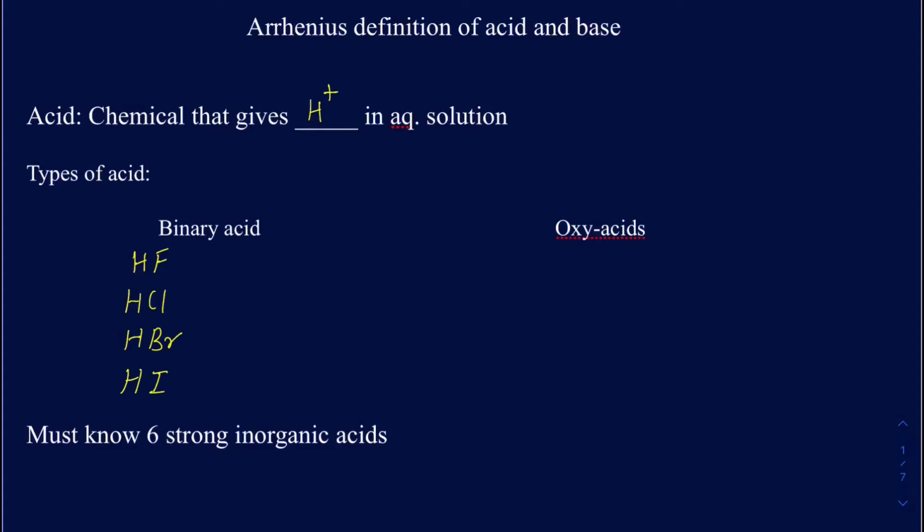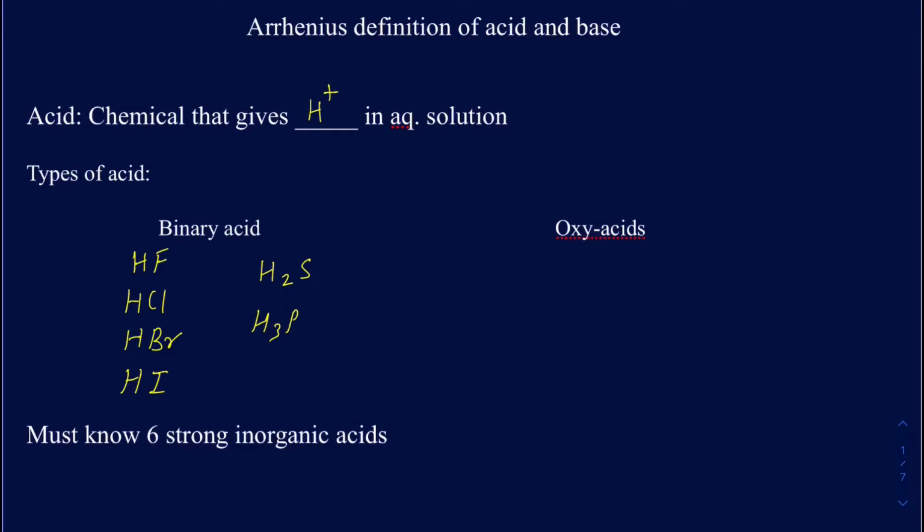And some other, not so common, binary acids would be H2S, that's hydrosulfuric acid, or H3P, that's hydrophosphoric acid. However, the more commonly used names for these would be hydrogen sulfide for H2S, or hydrogen phosphide for H3P. But like I said, the binary acids with the halogens are more commonly used than those with other elements.